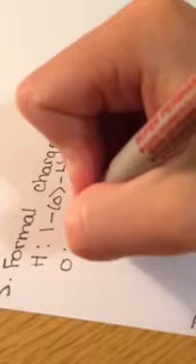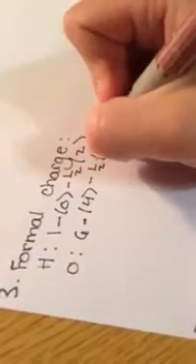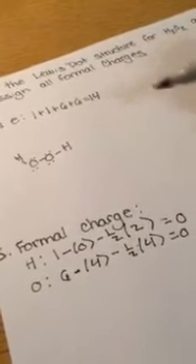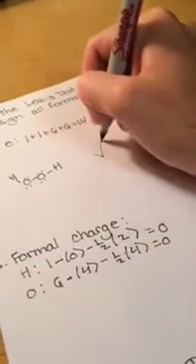Next, oxygen has 6 valence electrons minus non-bonded electrons, which are 4, minus 1/2 of bonded electrons, which is also 4, equals 0. So both hydrogens and both oxygens are 0, and the formal charge being 0 is the resonance structure we want to use, and therefore this is the best resonance structure.